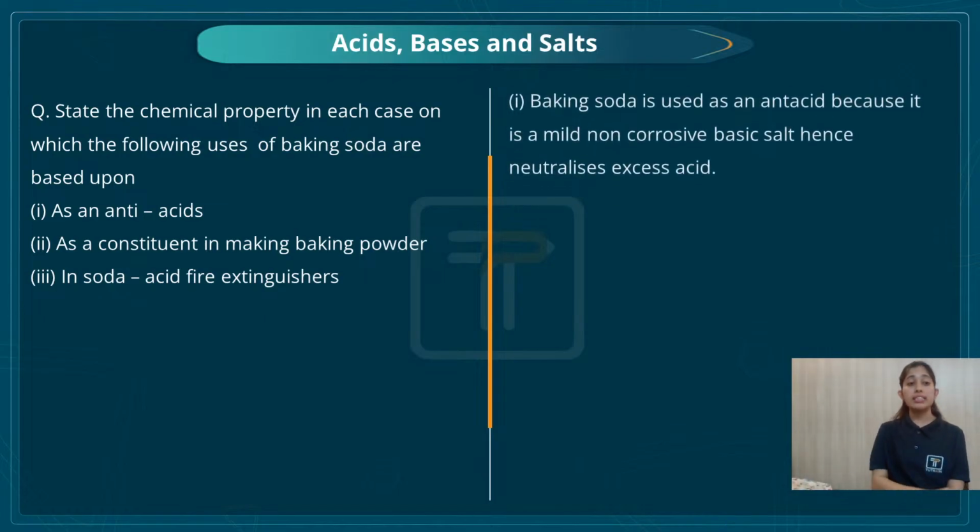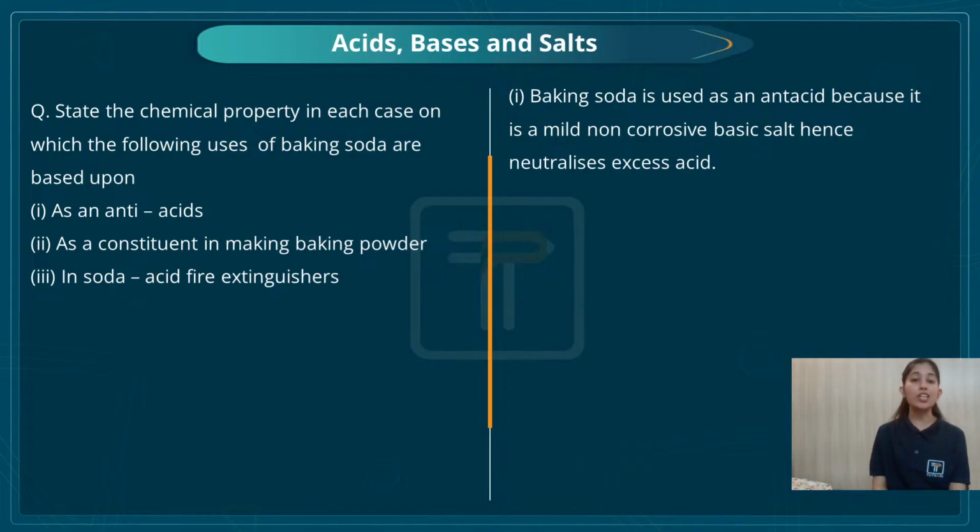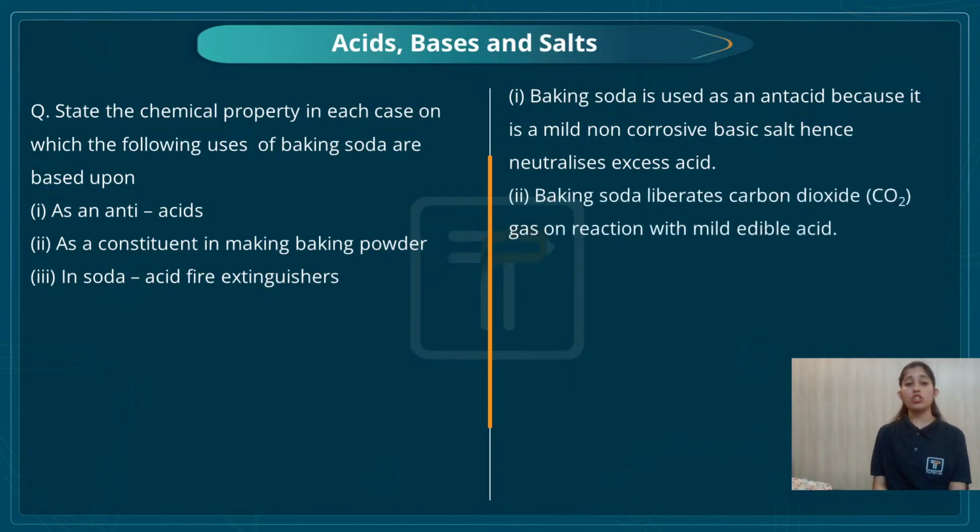So the first one, as an antacid, we all know that baking soda is used as an antacid because it is a mild, non-corrosive and basic salt, so it neutralizes excess acid, right? It's a basic salt, so the base is going to neutralize your acid, and it is also not corrosive, so it is not going to disrupt your stomach linings. Then, as a constituent in making baking powder, baking soda liberates carbon dioxide gas on reaction with a mild edible acid. That is why it is used in making baking powder.